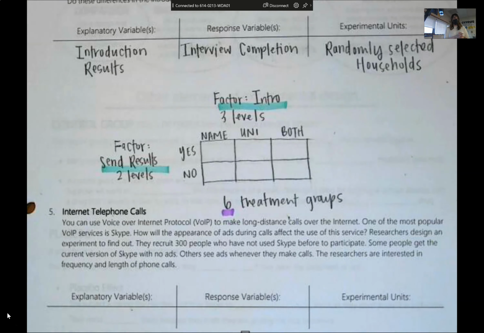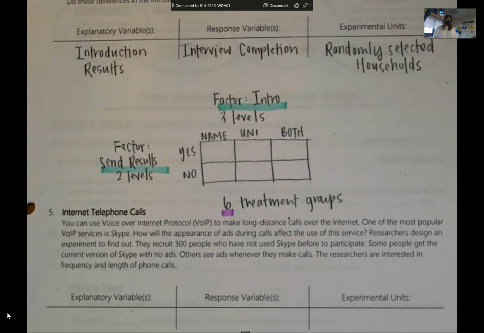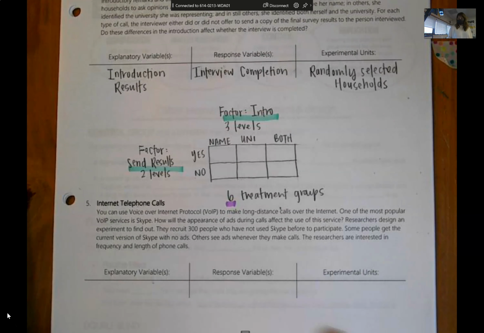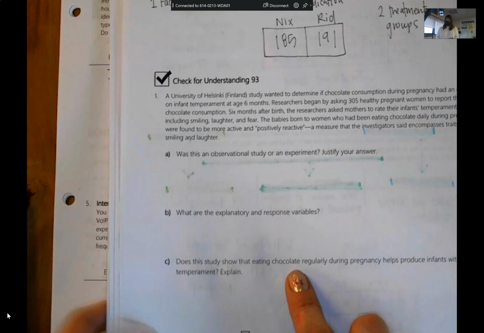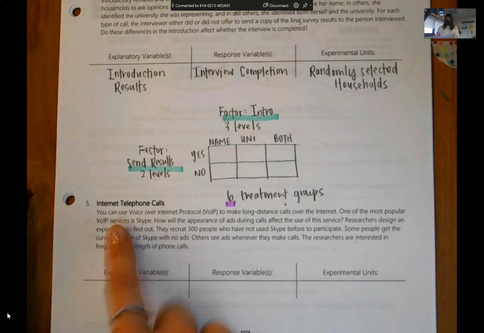We're okay there? So all you have left to complete this portion is the internet telephone calls, and then you'll hop back and just do this number 1. So 5 and 1 is all you need to do to complete this now.